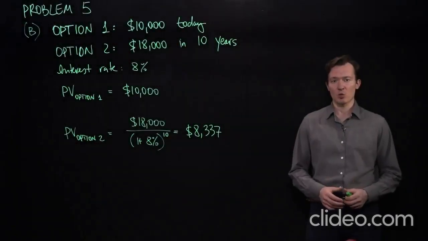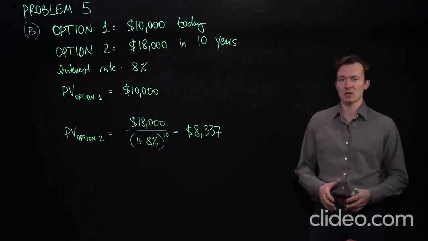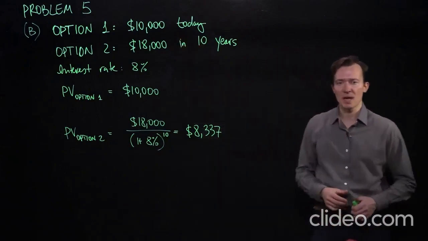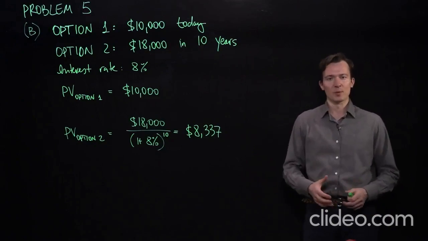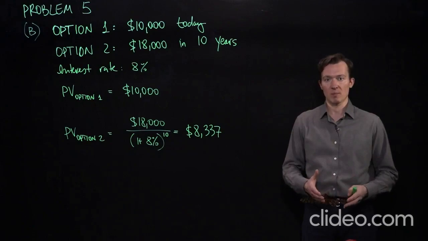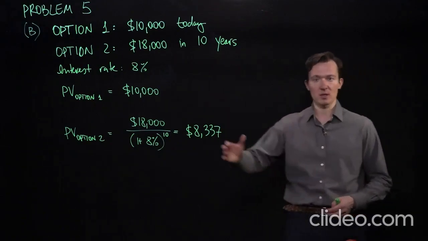In part B of this question, we are asked to pick between two options. Option 1, which is the same, gives us $10,000 today. And option 2 gives us $18,000 in 10 years. To choose between these two options, we're going to compare their value at one point in time. We're going to compare their value at present. The present value of option 1 is just $10,000.